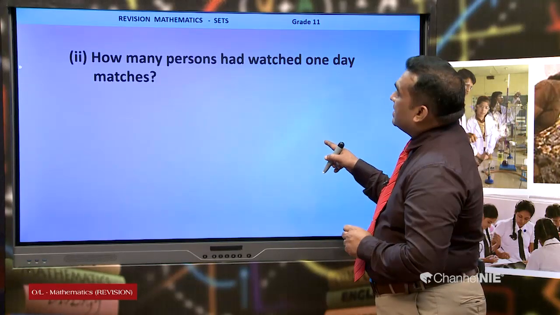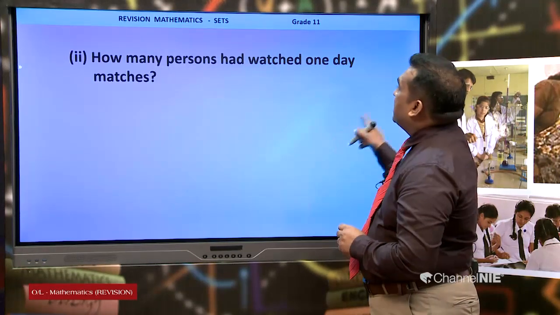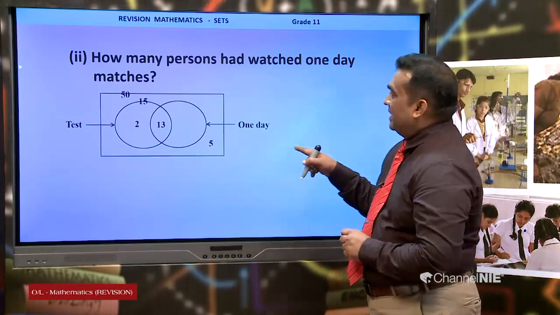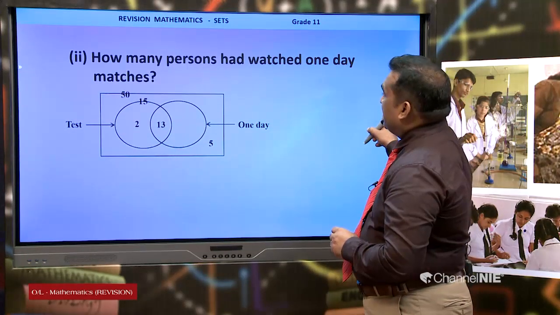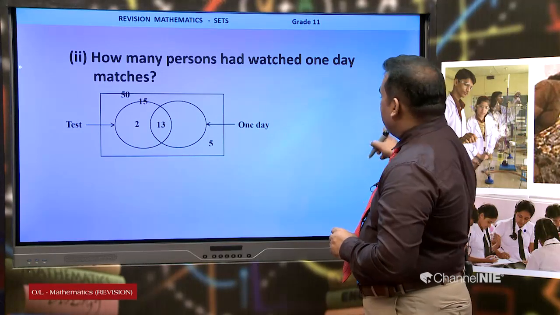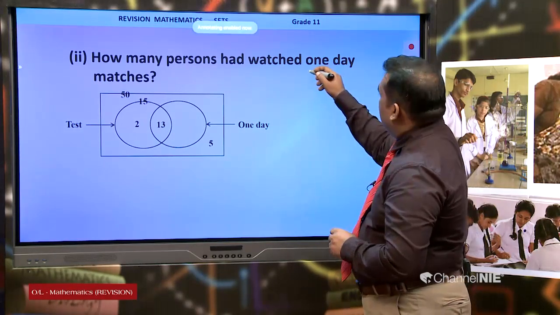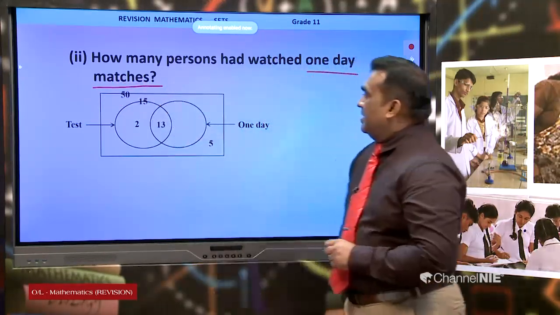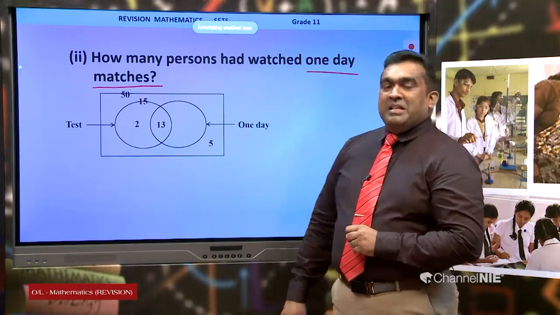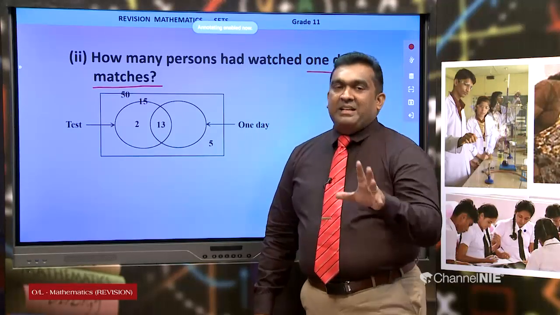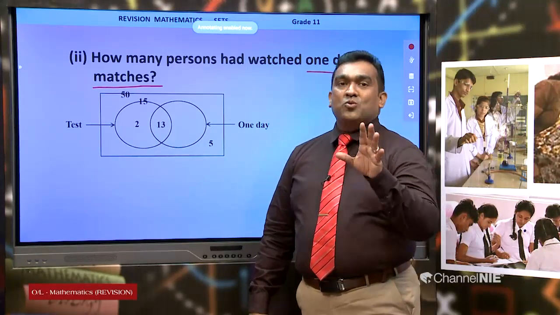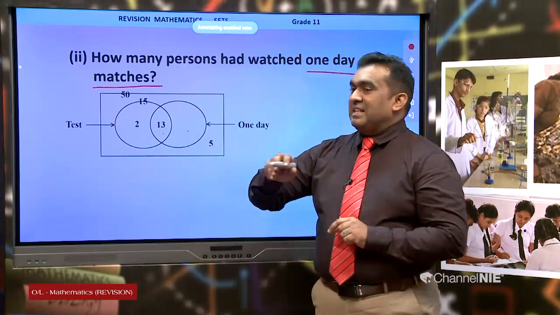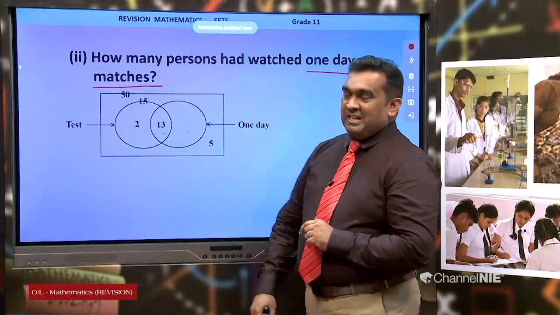How many persons had watched one-day matches? One-day matches, right? We'll see. One-day matches, that set contains two regions, 13 plus these elements. We'll see.